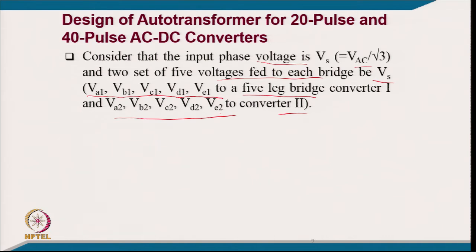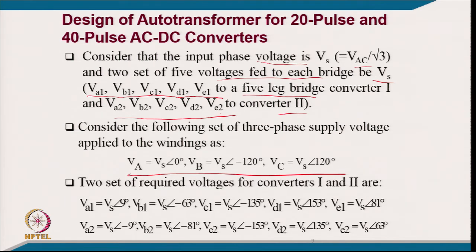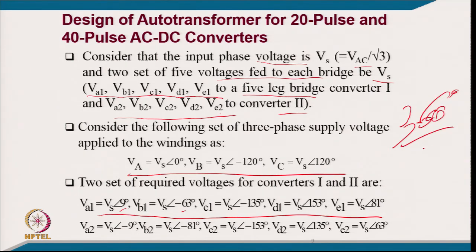So, finally, at the bridge we have 5 phase, and the original supply is 3 phase, a symmetrical supply, from which we are deriving a balanced 5 phase supply set. The angle here is 360 divided by 5, so that is 72 degrees, which you have from one phase to another. Similarly, for the second set of 5 phase you also have another set of 5 phase supply.